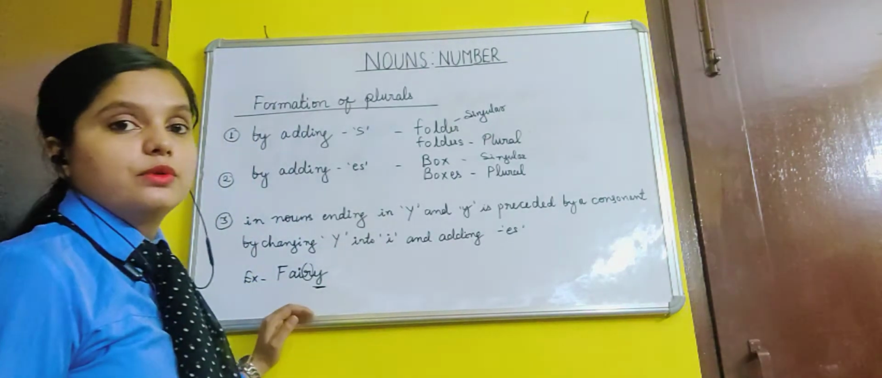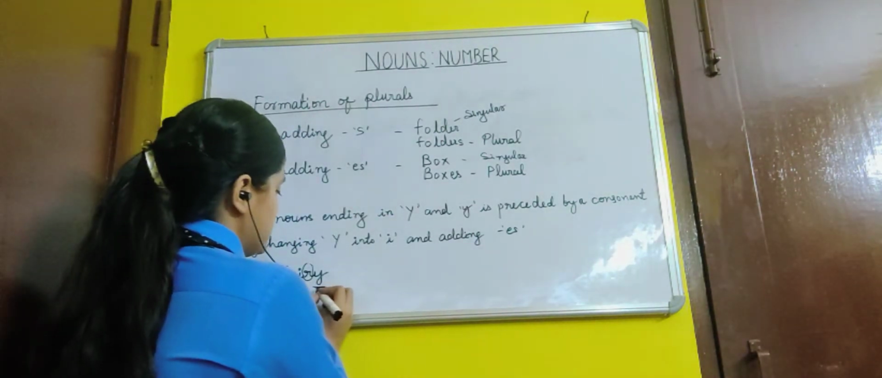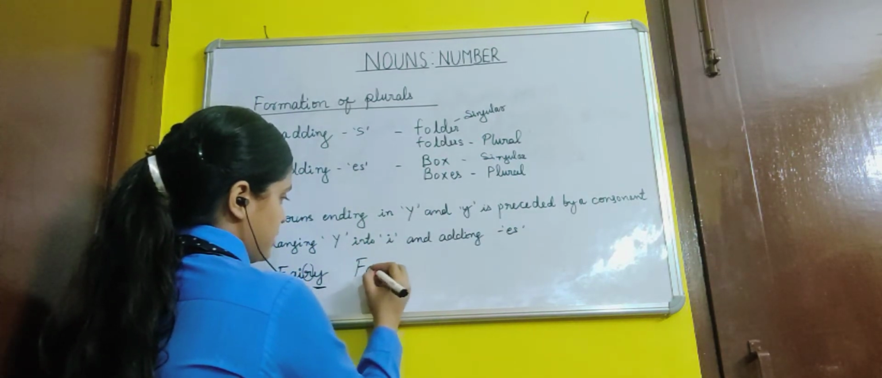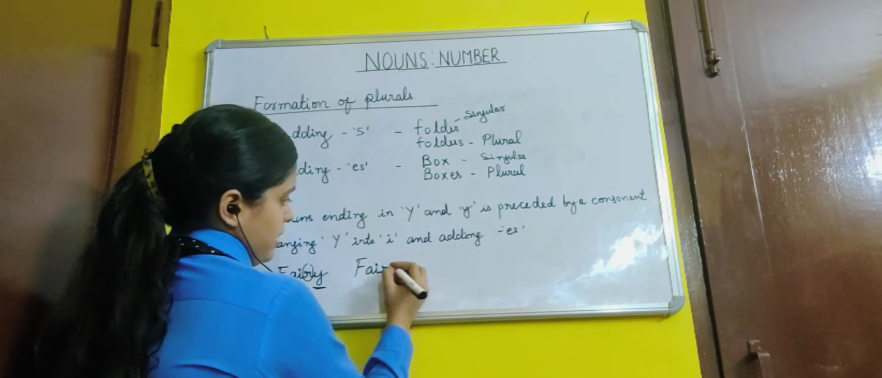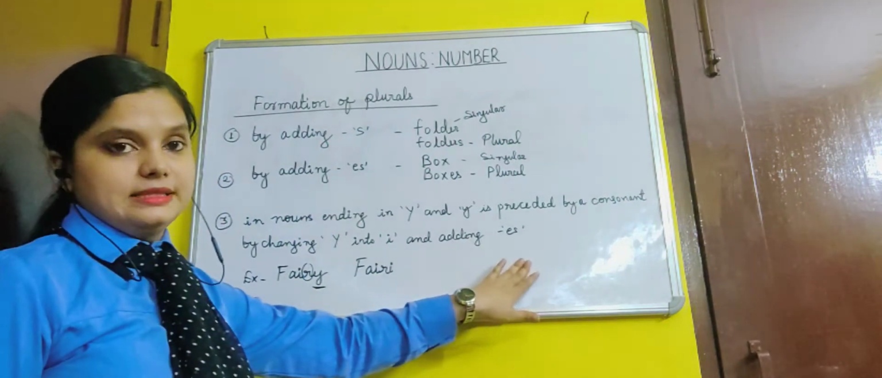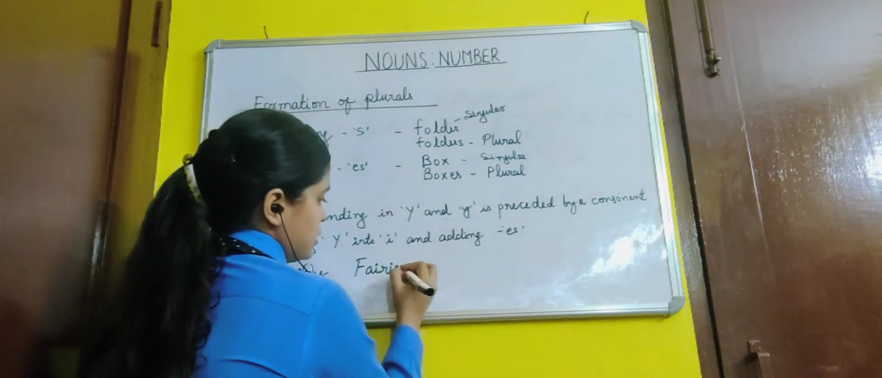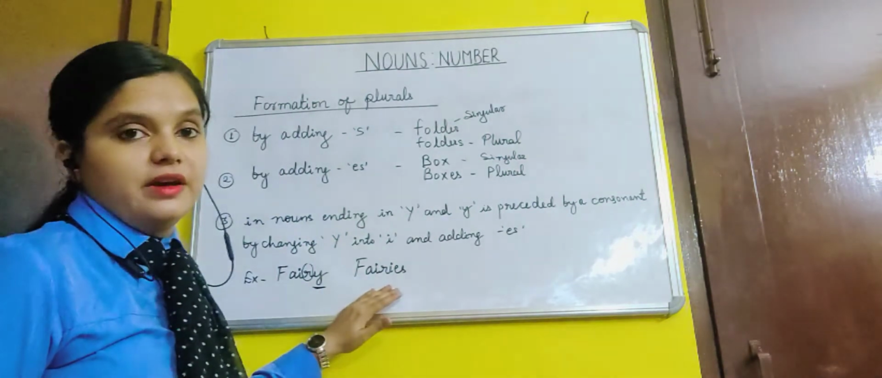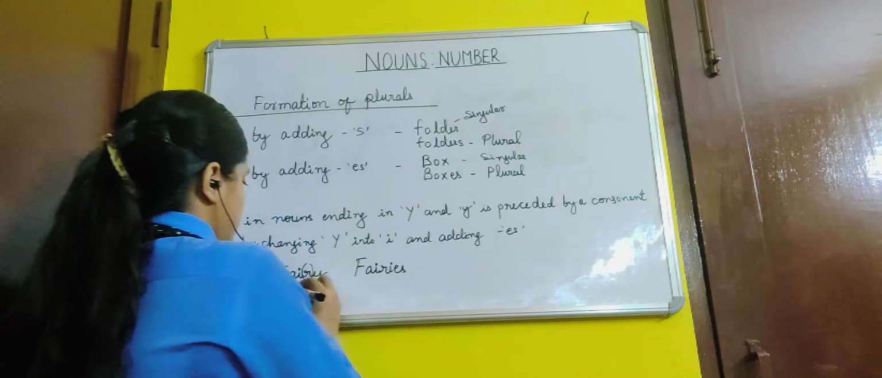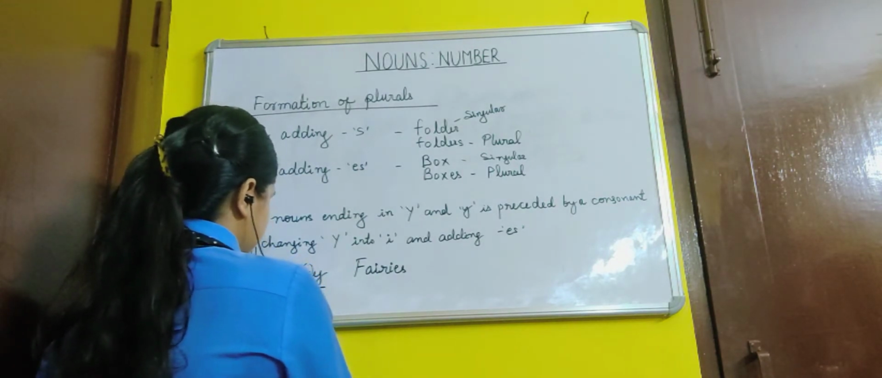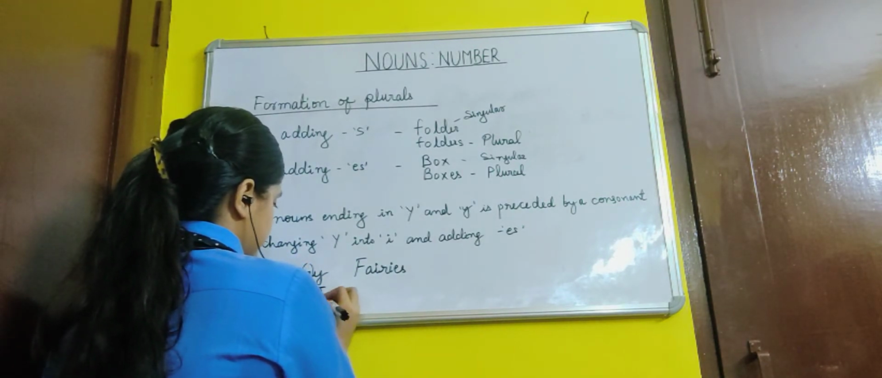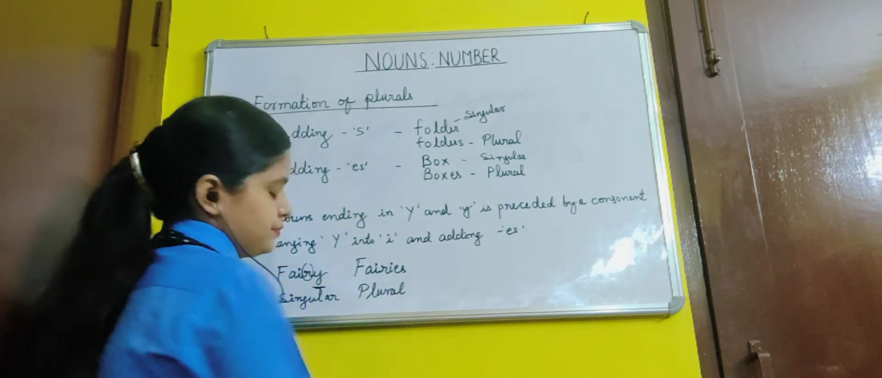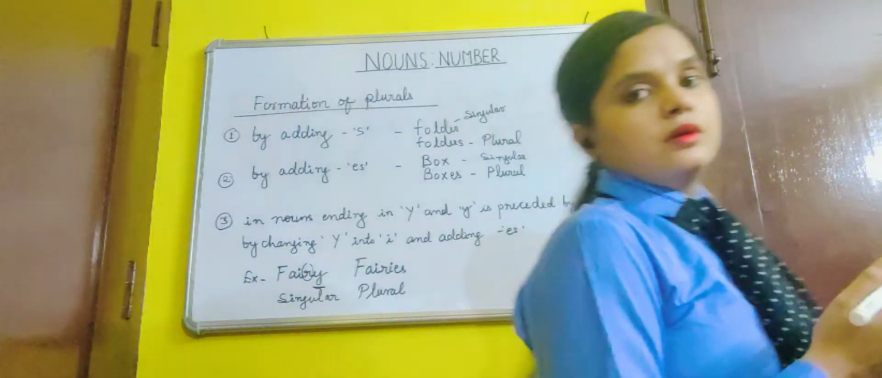So how will we make the plural of it? We will just change this y into i, and we will add es to it. So the plural of the word fairy will be fairies. So this is the third rule.